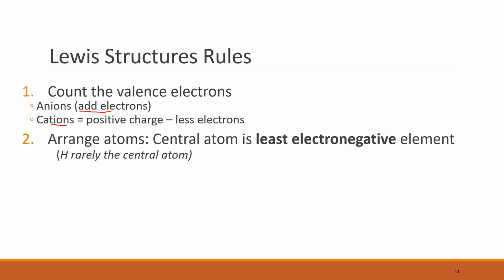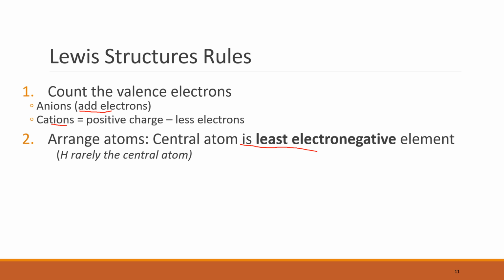Looking at step 2, next you need to arrange the atoms. So how do you arrange them? Well, you need to figure out which one is the central atom. Now, the central atom is almost always the first element present in the molecular formula. So that would be your central atom, and then all the other atoms are going to go around that central atom. Another way to figure it out is that it's the least electronegative element.